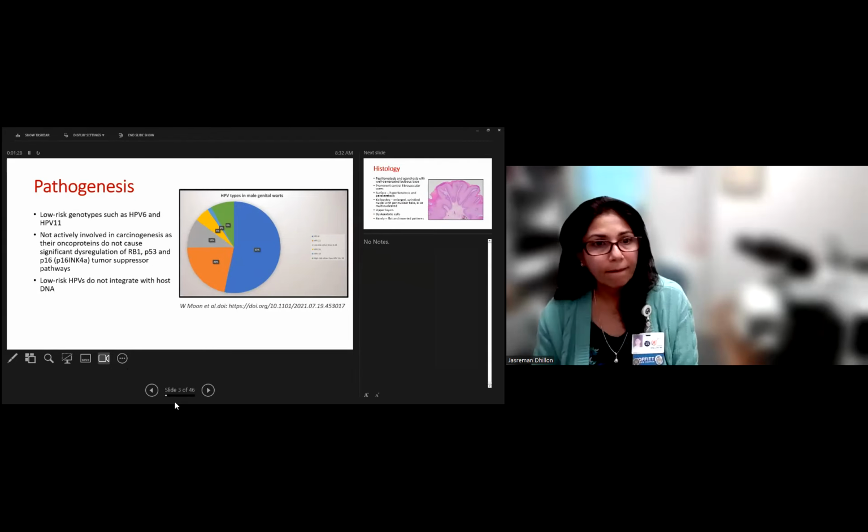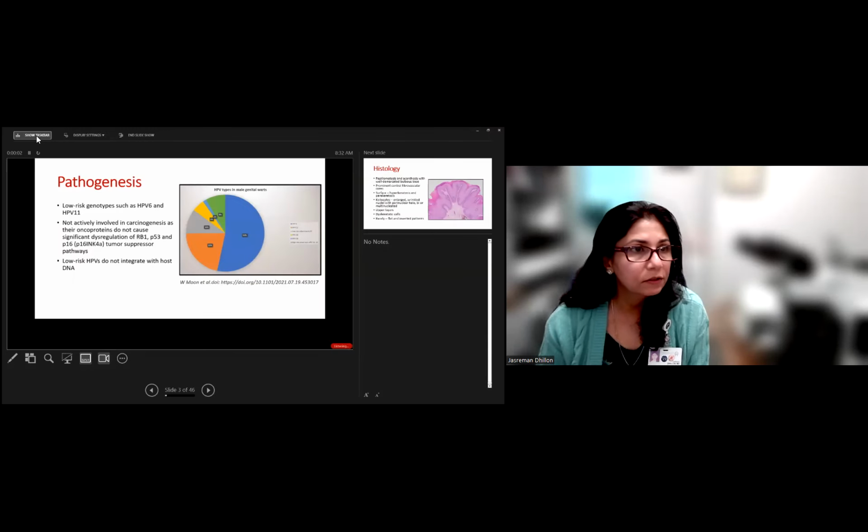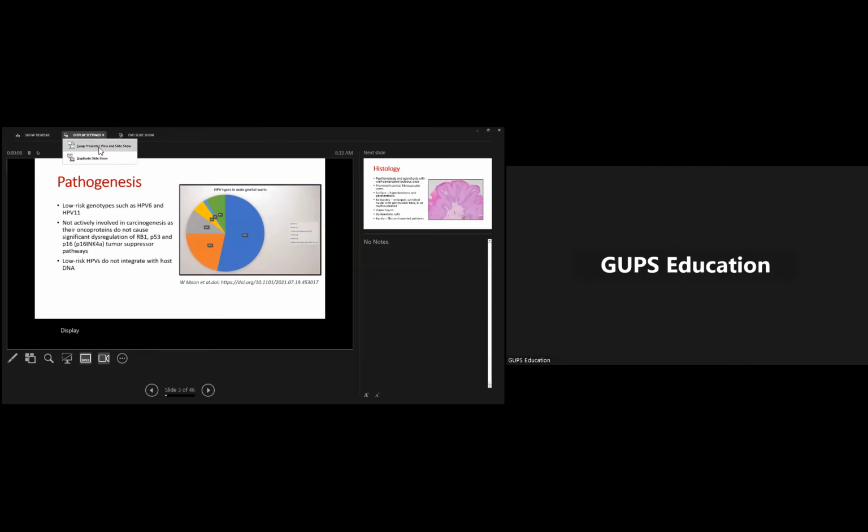If you go to display settings in the top left. Settings. And swap. Thank you.